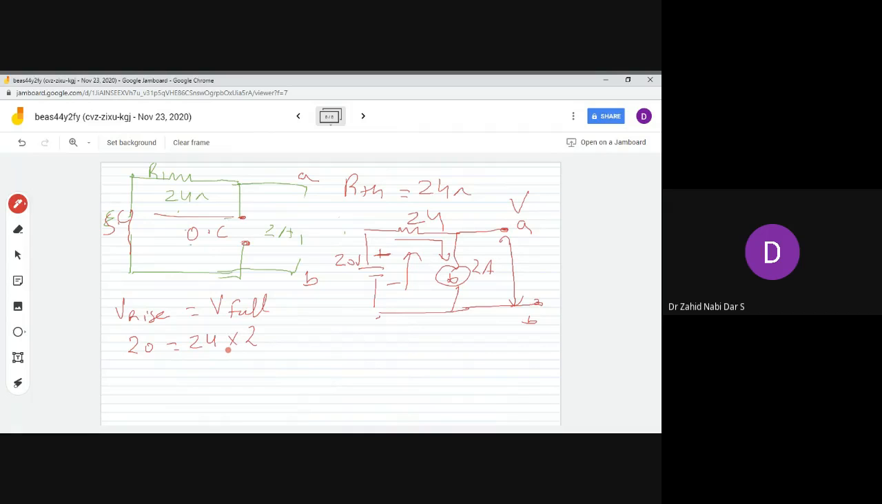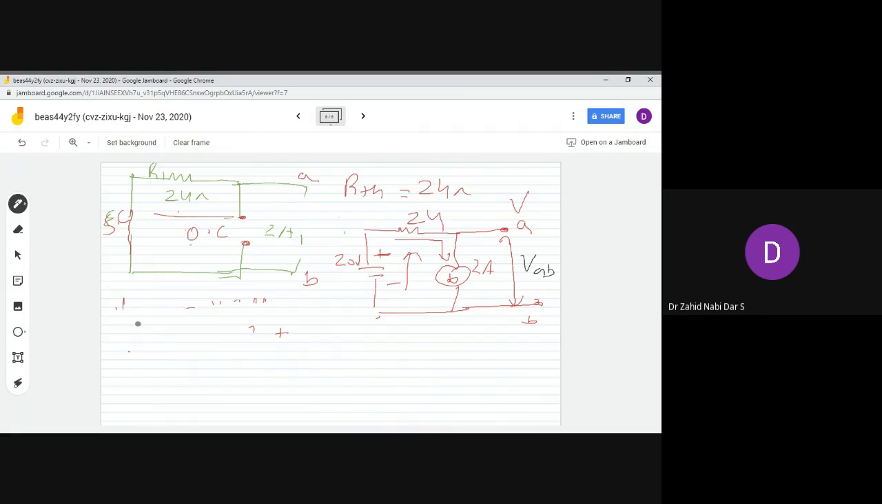Plus VAB. If you need to calculate this network, you have to calculate what you are interested in. You are interested in calculating VAB over here. So how do you calculate VAB? You are interested in this value VAB.